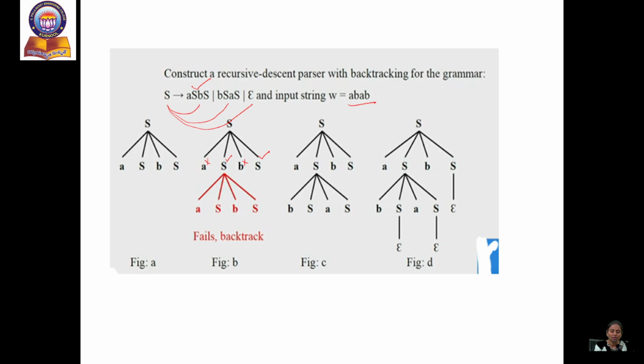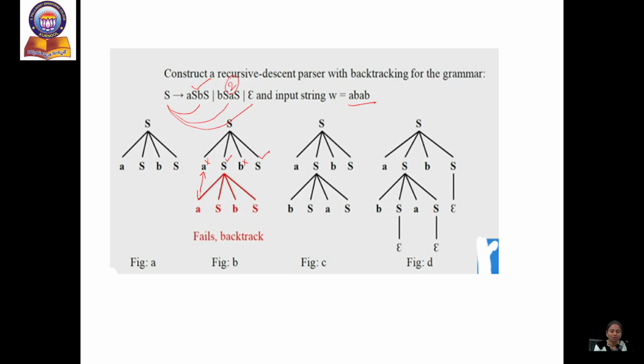So A is here, and here also A is there, but we need A after B. By checking only these two terminals we can understand we didn't get the string we need, so it understands here it fails and again goes for the backtrack. Backtrack is nothing but going only one step previous, so it can backtrack only by substituting these values.